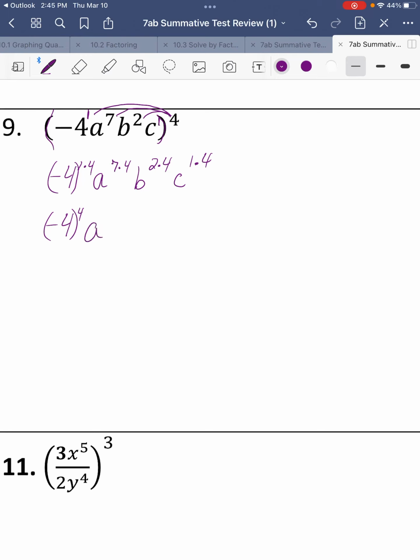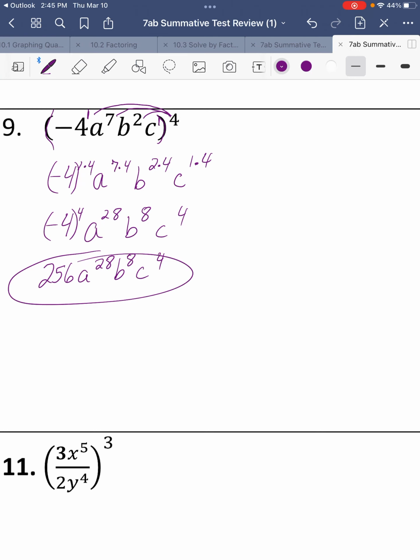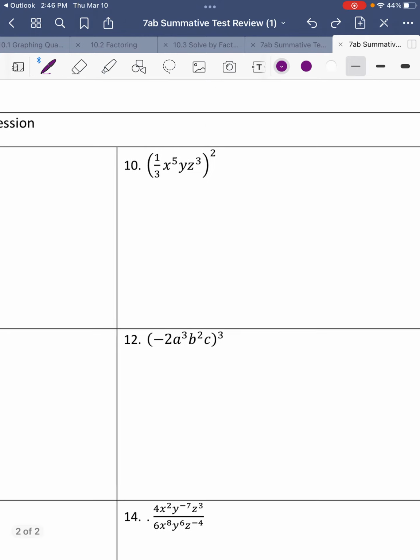Or you can put it in Desmos. 7 times 4 is 28. 2 times 4 is 8. 1 times 4 is 4. 4 to the 4th, I believe, I don't have a Desmos here, but I believe it's 256. So if it's not, don't yell at me. Make sure you put parentheses around the base. Anything raised to an even power, like 4 or 2 or 6, is always going to be a positive number. There should never be a negative here when it's raised to a positive or an even number.